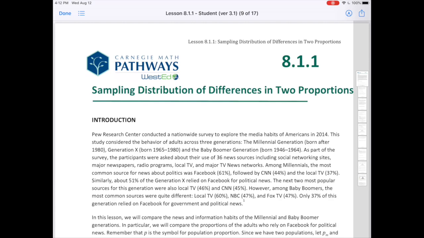Among millennials, the most common source for news about politics was Facebook, 61%, followed by CNN, 44%, and the local TV, 37%. Similarly, about 51% of Generation X relied on Facebook for political news. The next 2 most popular sources for this generation were also local TV, 46%, and CNN, 45%.